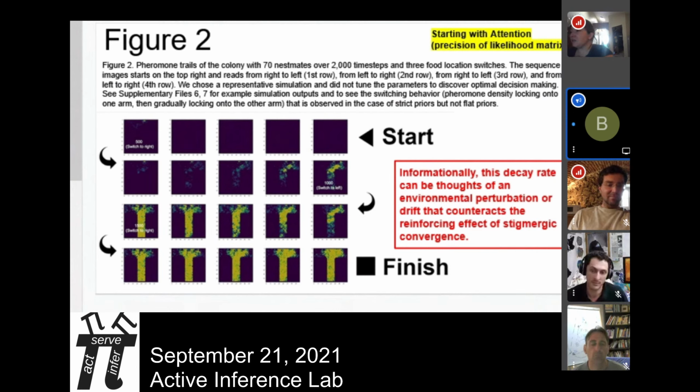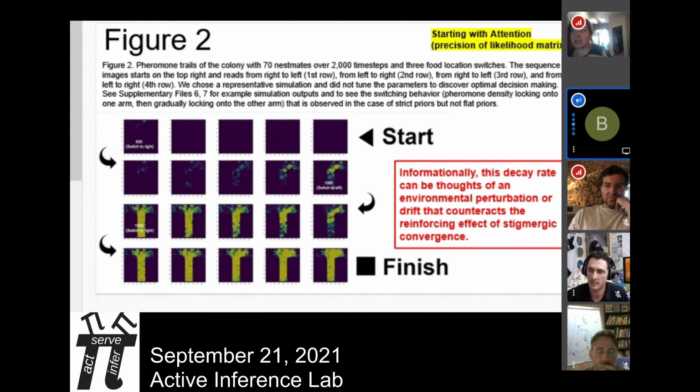Awesome, thank you. And that brings us to figure 2, which I threw up here. And I clipped this quote from the paper. It's talking about the rate of pheromone decay. And it says, informationally, this decay rate can be thought of as an environmental perturbation or drift that counteracts the reinforcing effect of stigmergic convergence. And even in the figure legend, it says, we chose the representative simulation and did not tune the parameters to discover optimal decision-making.